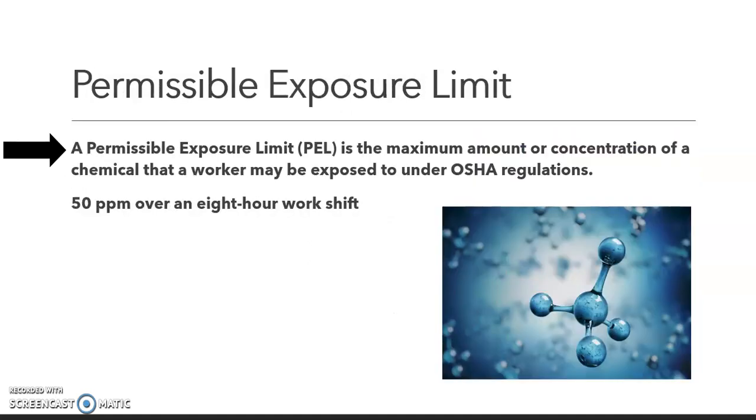Permissible exposure limit. Permissible exposure limit, PEL, is the maximum amount or concentration of a chemical that a worker may be exposed to under OSHA regulations. In this case, for Glycidol, it's 50 parts per million over an 8-hour work shift. So obviously, air is being monitored, and your time in the work environment is being monitored. And it's something to think of when you're being exposed to this chemical directly.